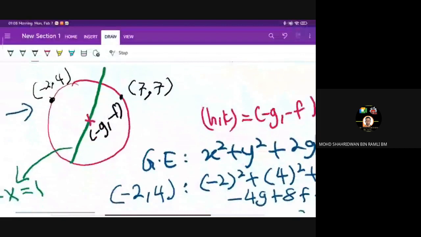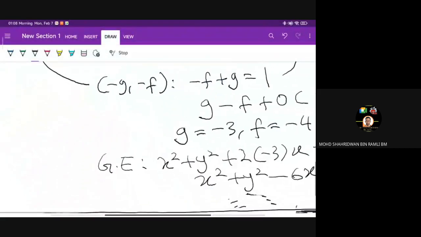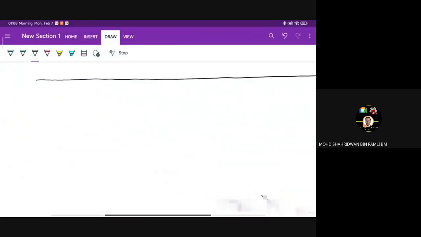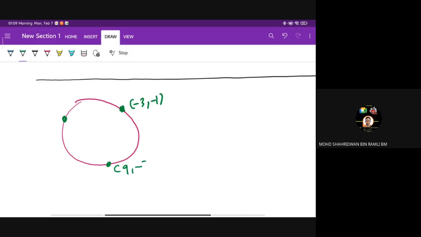So maybe you can draw something like this. Okay, this is your circle. And then put 3 points. This is the first point, second point, and third point. Any point you put here, for example, (-3, -1) is our first point. Second point is (9, -7). And our third point is (6, 2).